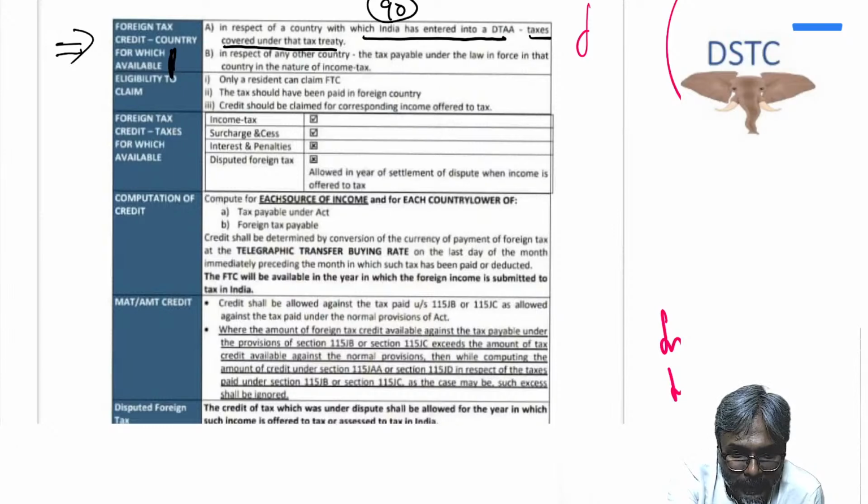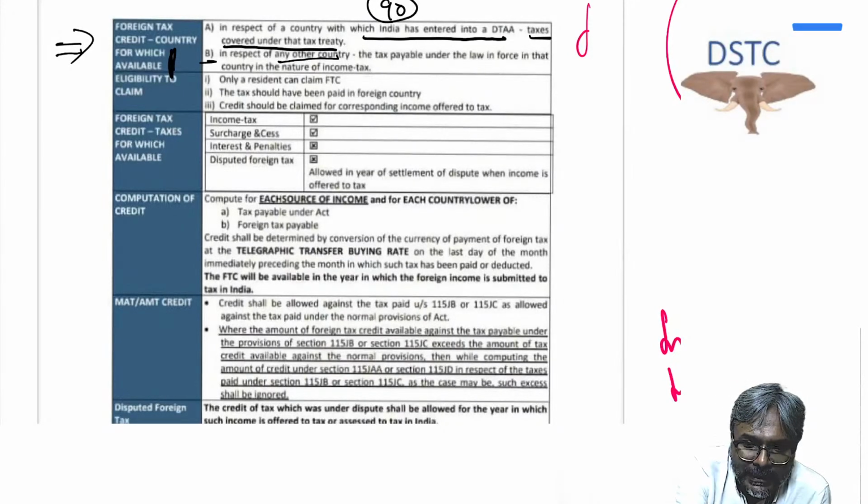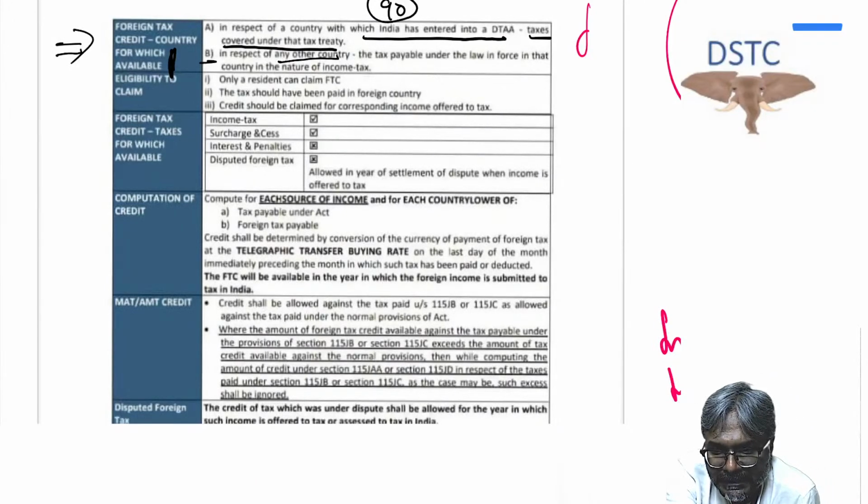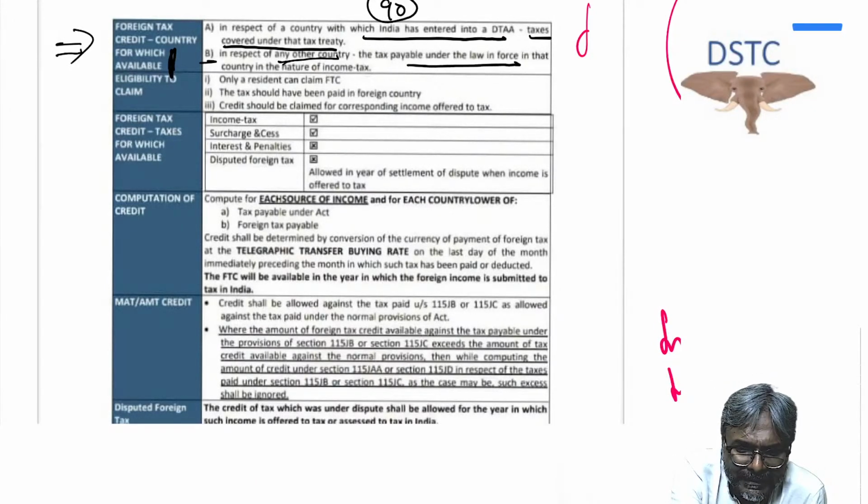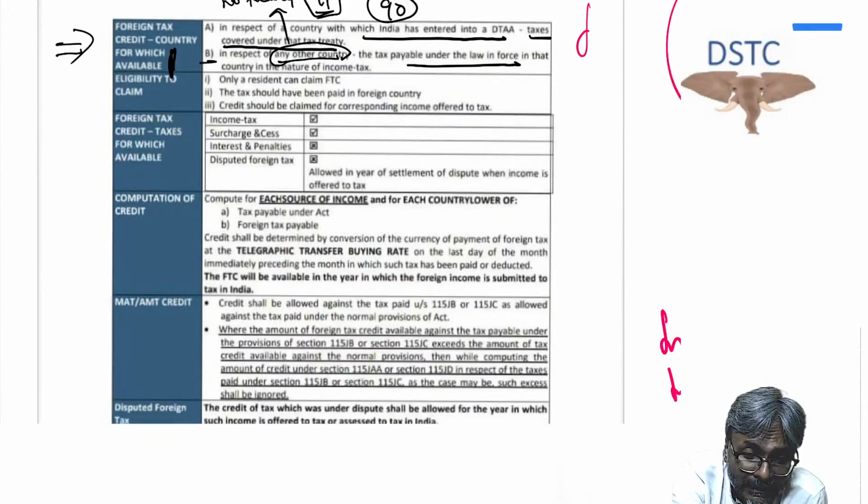Now, that is point number one. Now, point number B, in respect of any other country, the tax payable under the law. What is any other country? First is the country with whom India has entered the treaty. Any other country means with whom India does not have any treaty. No treaty means where is the relief? Under which section will the relief go? 91. The relief will go under section 91. So in respect of any other country, the tax payable under the law in force in that country in the nature of income tax.